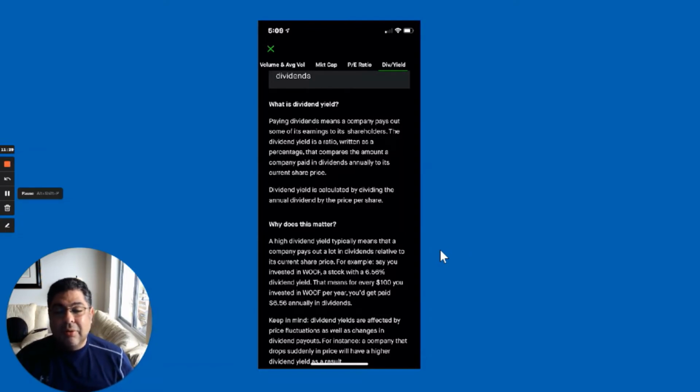$6.56 in dividends. So if you want some sort of recurring revenue, then you usually look for companies that have higher dividends. Not all companies pay dividends. And by the way, dividends also depend on how much money the company makes during the year. So if you have a company that is losing money, they may decide not to pay dividends during that period.